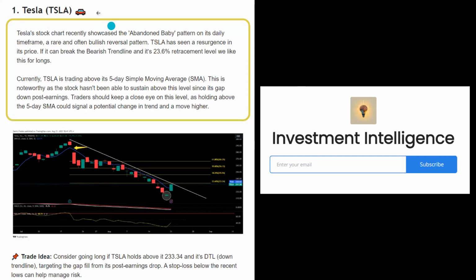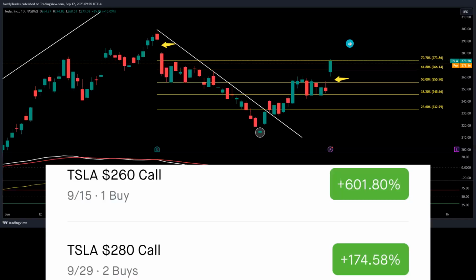This is a recent one on Tesla from a couple weeks ago. And you can see Tesla rallied tremendously from that trend line break from the abandoned baby bullish chart pattern that we went over, right? And it held above its recent lows. And if you trade options, those were very profitable.